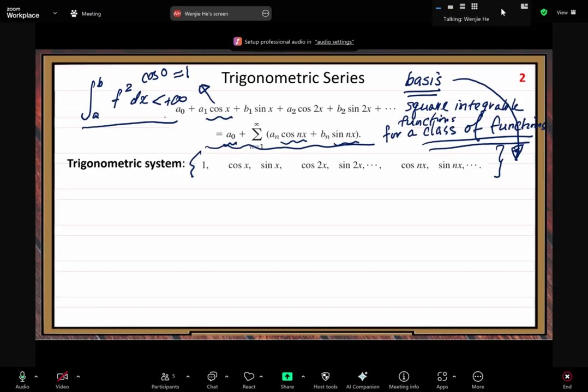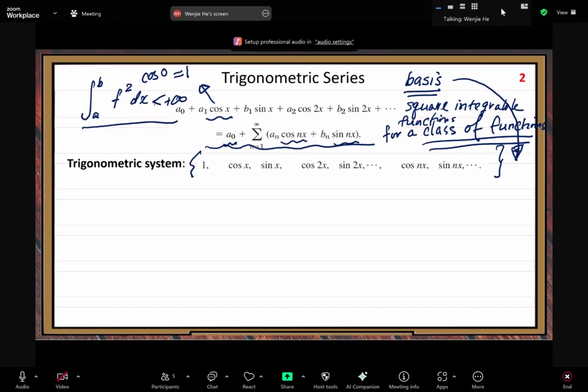That means when you take the square and then the integral, it is defined. You can find it. Less than infinity means convergent. If you take the integral, the integral is convergent. If it's infinity, the integral is divergent. All right.